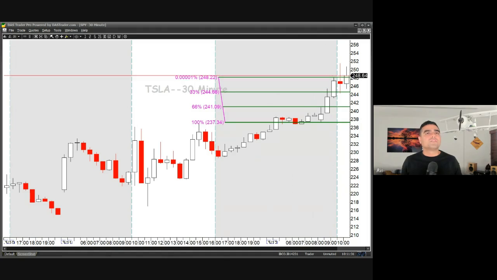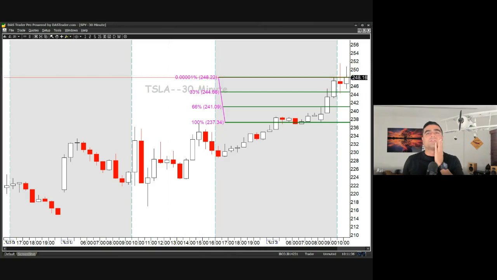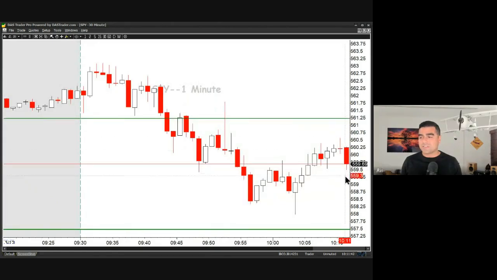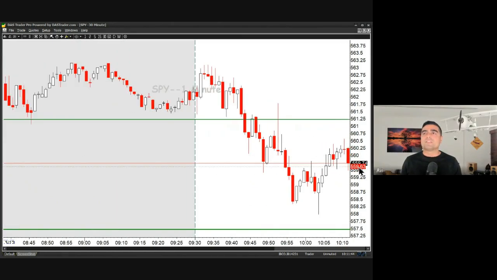Nvidia is very interesting. Oh my gosh, this whole market's about to crash. Well, there it goes. See that? It just happened on the 1-minute chart, just there, right now. 560 dropped massively.